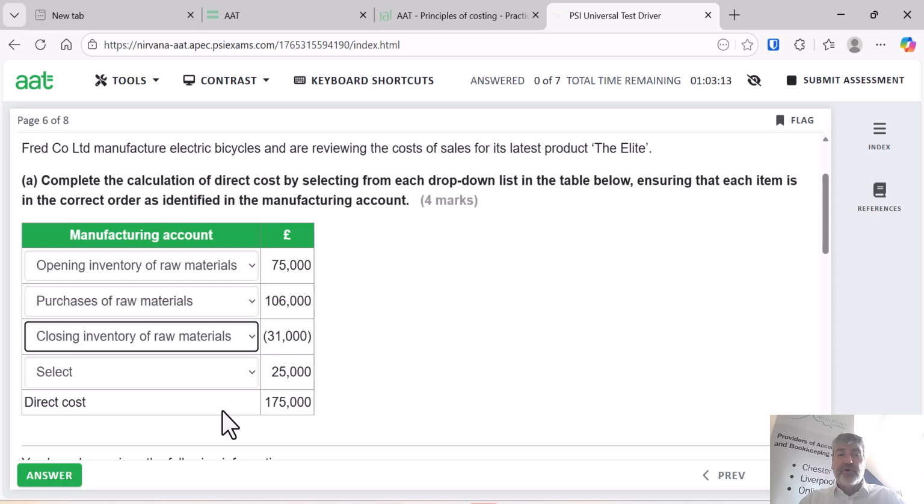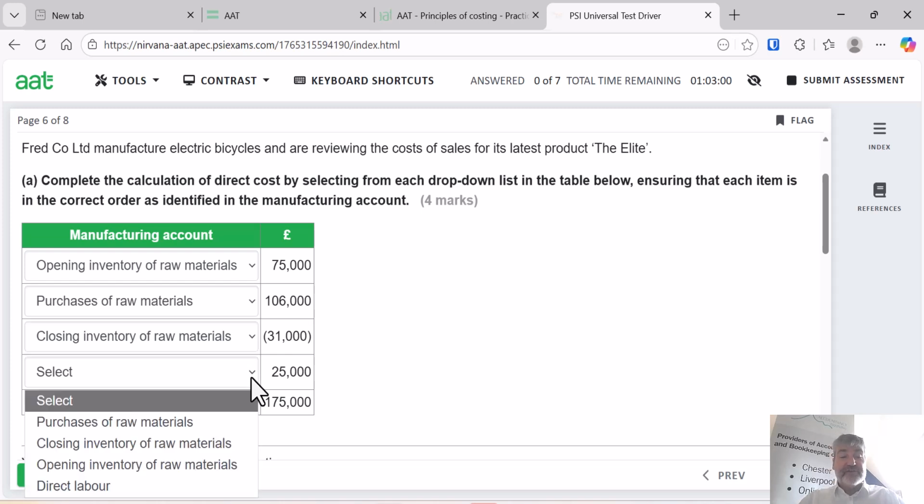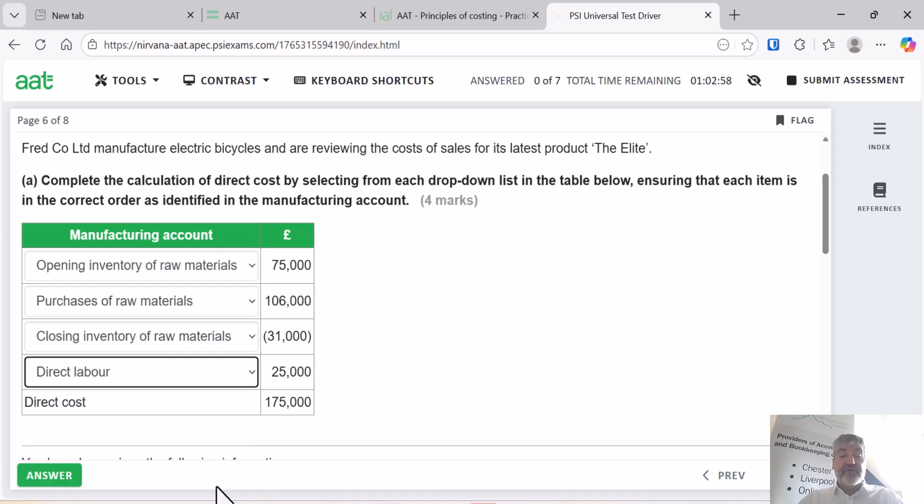Now that material would have been converted into product or into partially completed product in the period by the use of direct labour. So the £25,000 is my direct labour cost, which adds to the £150,000 worth of material to give the £175,000 worth of direct costs.